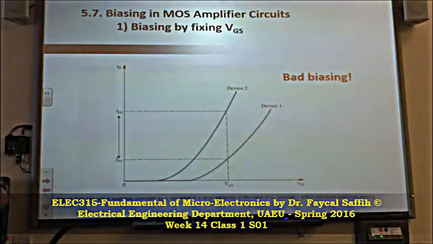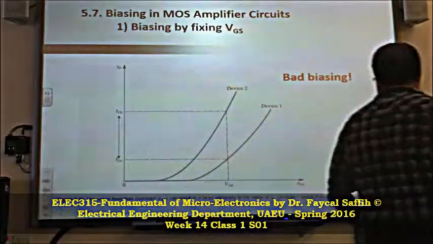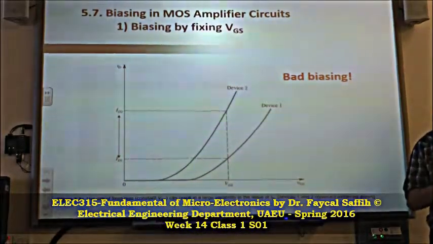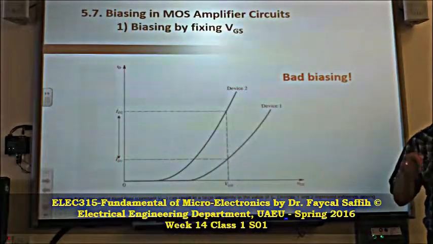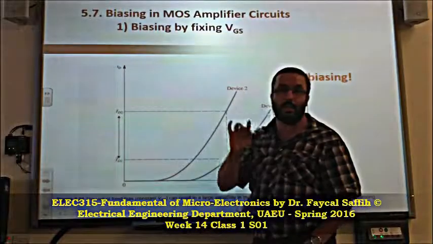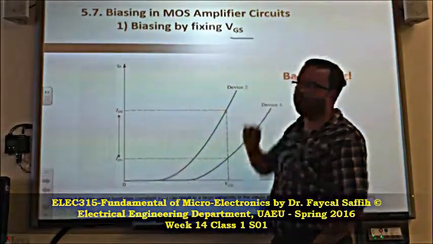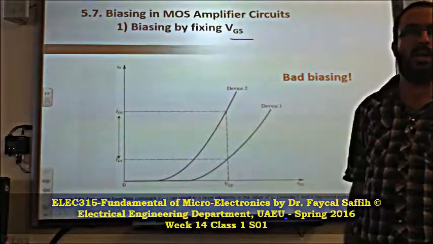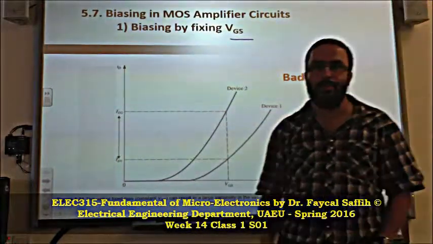Now we get to the most important part. Okay. Good. So the first biasing technique to bias a transistor. So basically, we are in the core of today's class, which is biasing. The first technique to bias a transistor is to fix VGS. If we fix VGS, we fix what? ID. And that's it. Boom.